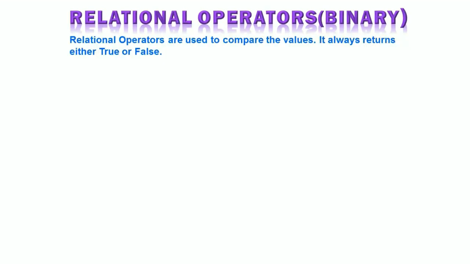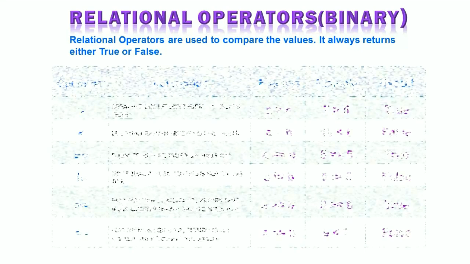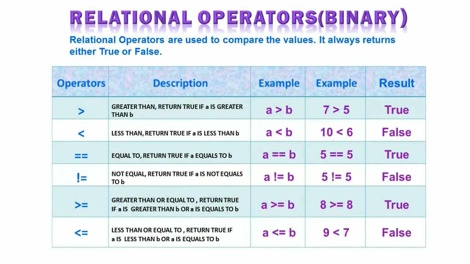Next we have relational operators. Relational operators are used to compare values. They always return either true or false. In Python we have 6 relational operators. First of all, we have the greater than symbol. It returns true if A is greater than B. The example is given here: 7 greater than 5 will result in true. We have the less than symbol, which will return true if A is less than B. Here we have the example: 10 less than 6 will result in false because 10 is not less than 6.